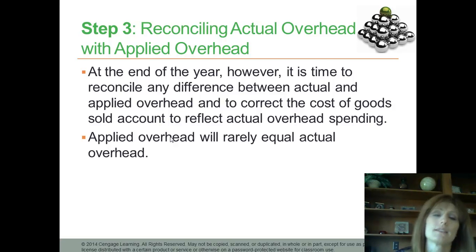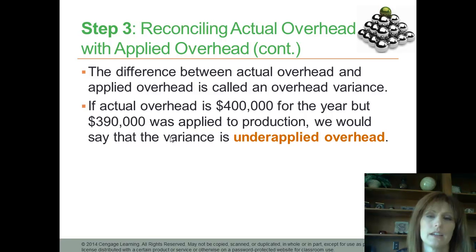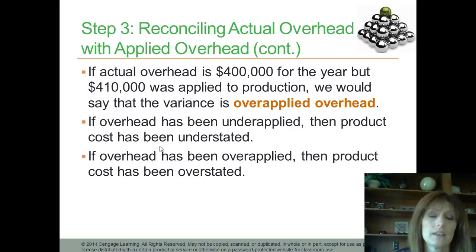Okay, so I reconcile any difference by correcting cost of goods sold. That's the account I have to hit. We call that an overhead variance, the difference between the actual and the applied. So in this case, our actual overhead is $400,000, but we applied $390,000. That means we under applied overhead. We have $10,000 that we should have applied that we didn't.